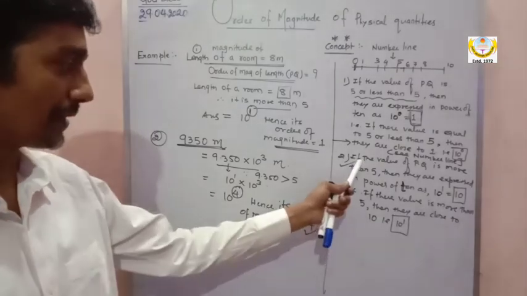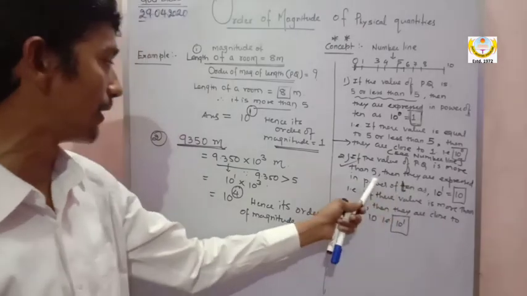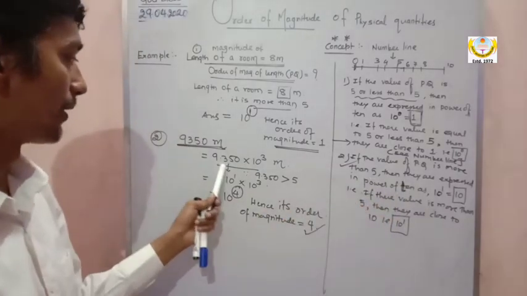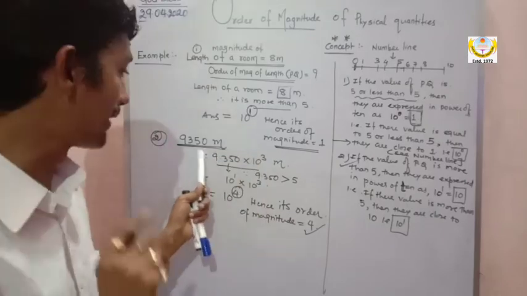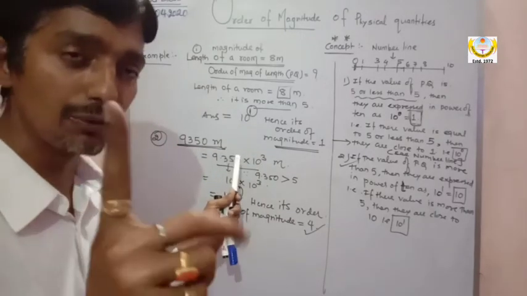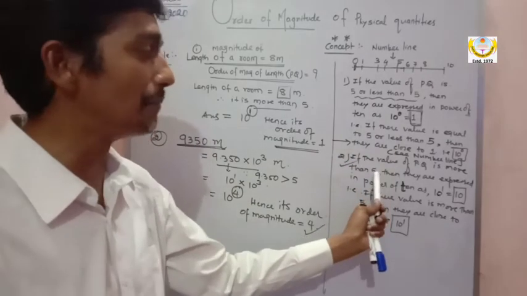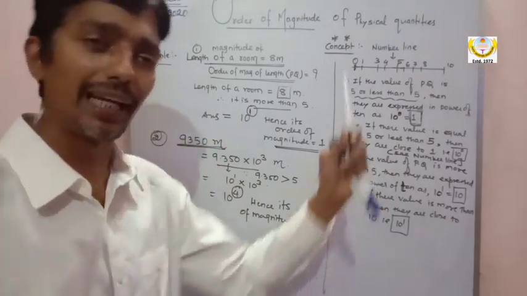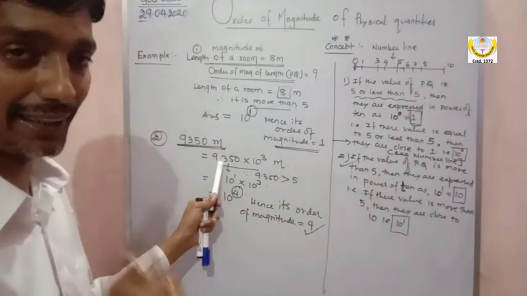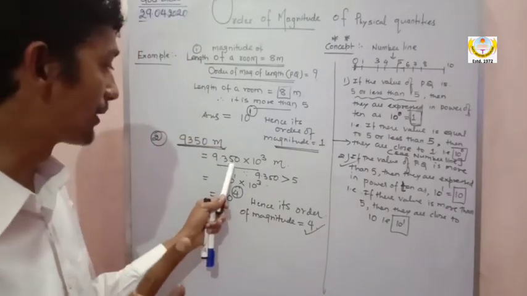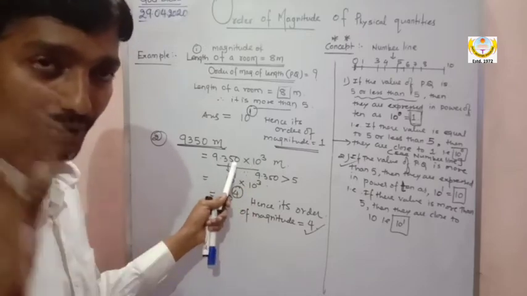So my dear, look at this concept. I have written: if the value of the physical quantity is more than 5. Here the value is 9,000, so more than 5. But my dear, 9,350, first you convert it into one digit, because more than 5 means you have to take a one digit number. Any big number also, convert it into one digit. So I did it first, that is the first step. So 9.350 into 10 power 3 is the answer for this first.